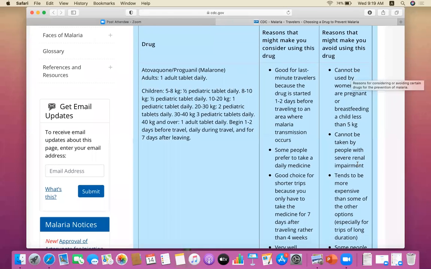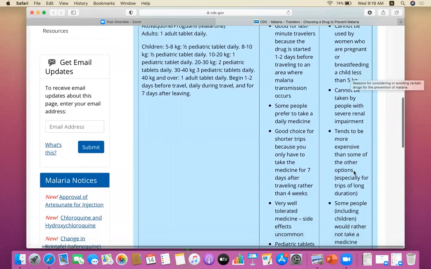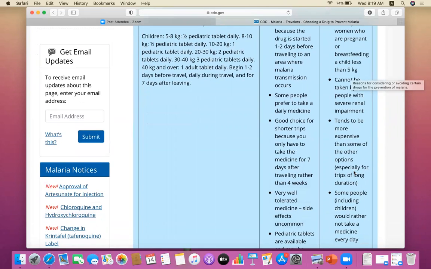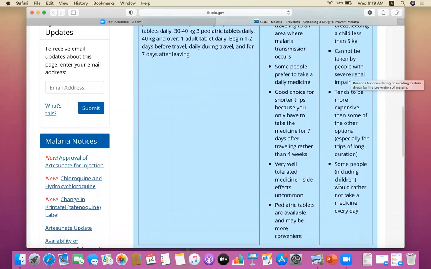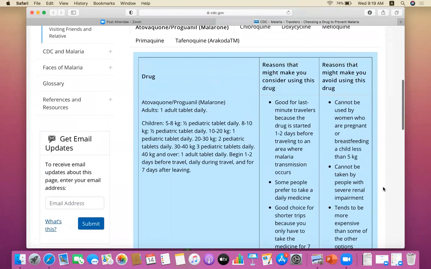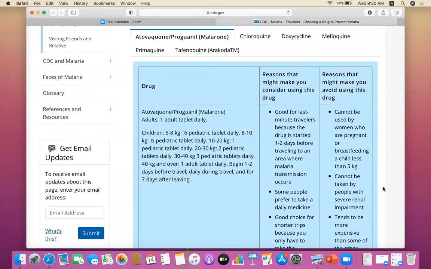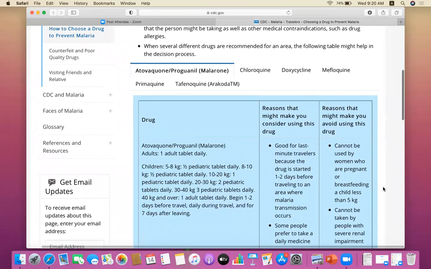It cannot be taken by people with severe renal impairment. It tends to be more expensive than some of the other options, especially for trips of long duration. And some people, including children, would rather not take medicines every day. So most important is that if the person has renal failure, or the woman is pregnant or breastfeeding, or the child is less than 5 kg, they should avoid it.